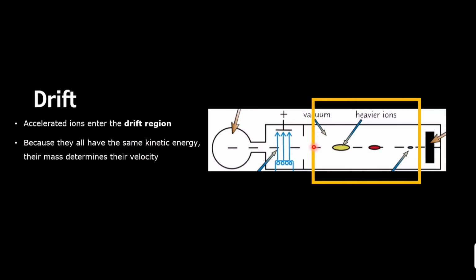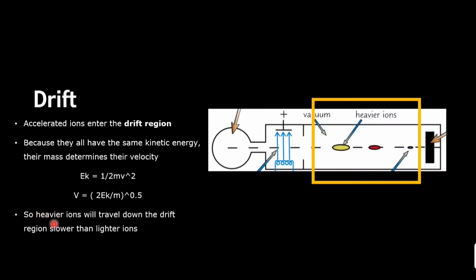So along this drift region, our ions are going to be flying at a certain speed. They're going to be traveling along here at a certain velocity. And because they all have the same kinetic energy, it is going to be their mass that determines this velocity. As I said before, kinetic energy is half of the mass times velocity squared. So if we rearrange this to find our velocity, all ions have the same kinetic energy, so it's going to be their mass that determines this velocity.